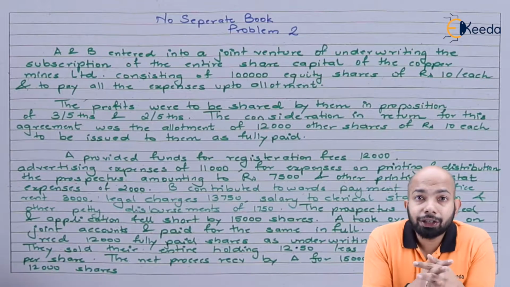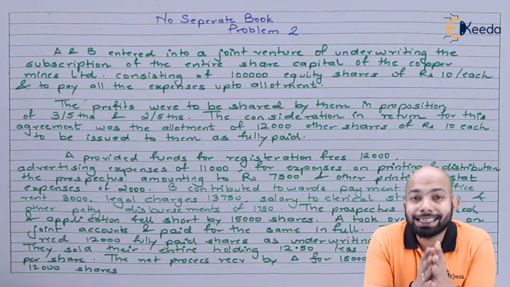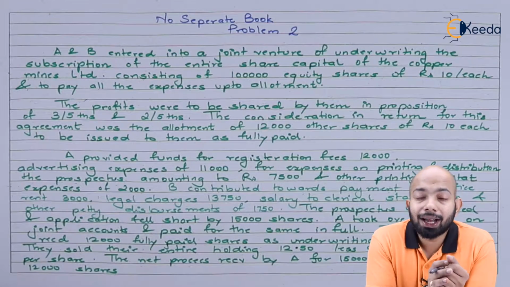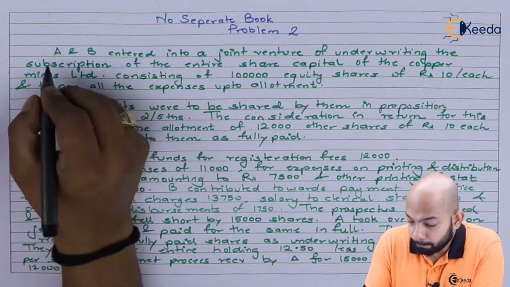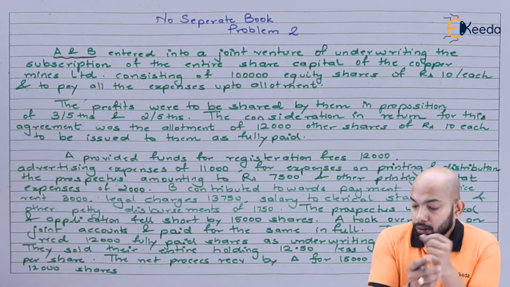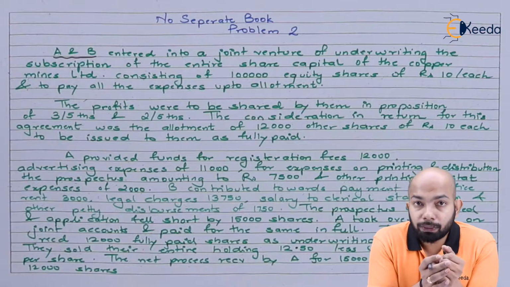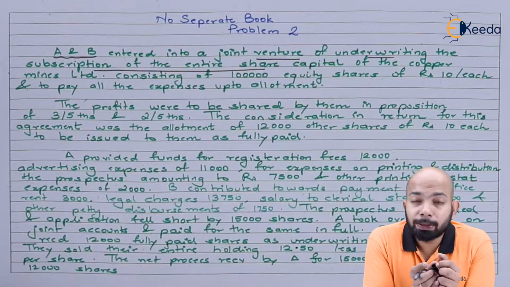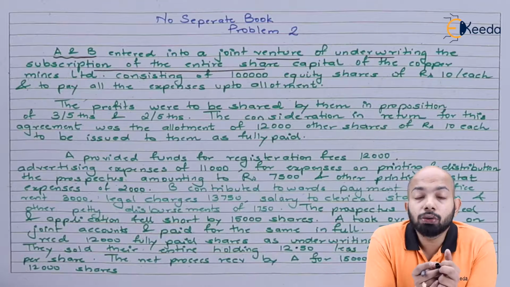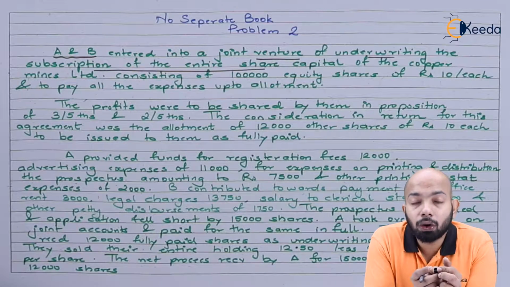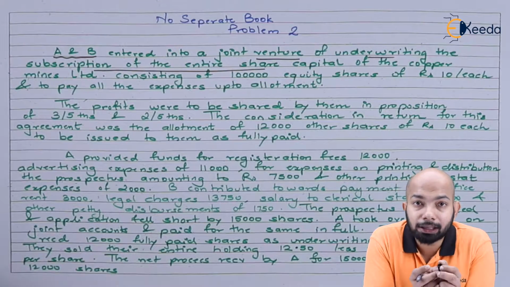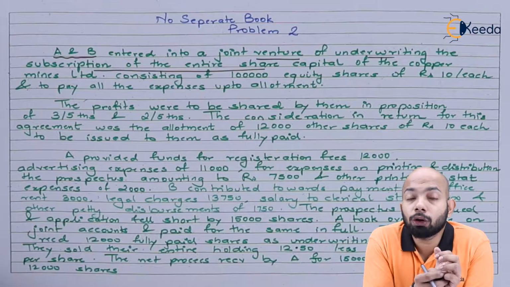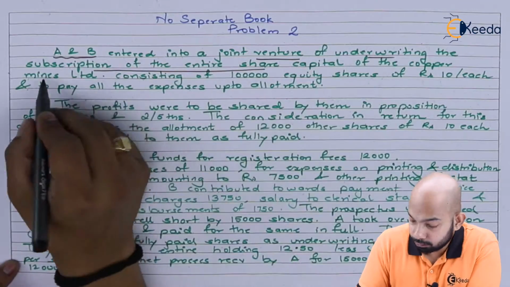So we have the illustration written down here for your reference. Let's read out what exactly the illustration means. The parties to this joint venture are A and B. They enter into a joint venture together, and this specific joint venture was to underwrite the subscription of shares of Copper Mines Limited. Now this is a company, Copper Mines Limited, and A and B were the official underwriters.